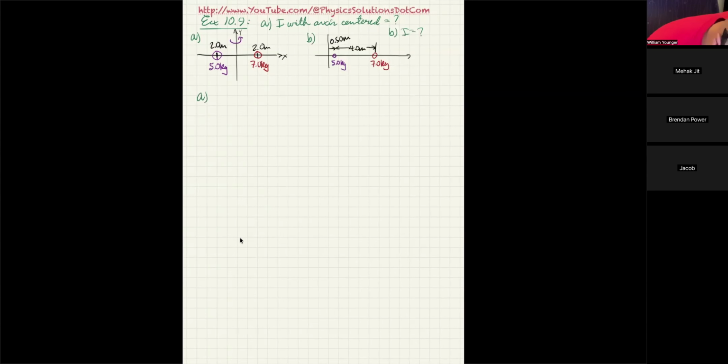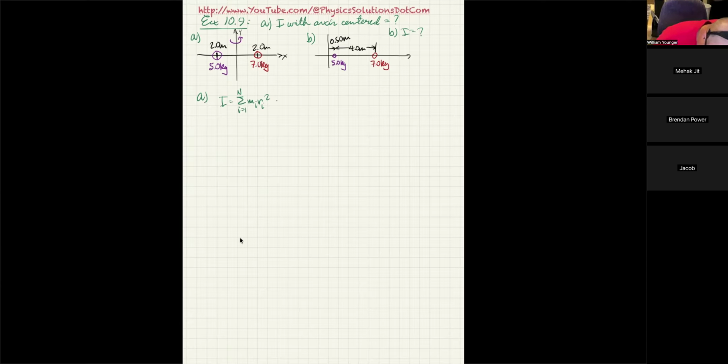So first off, let's take A. I equals the summation from i equals 1 to n of m sub i r sub i squared, where r sub i is supposed to be the distance measured perpendicular to the rotation axis from the rotation axis to the actual mass. And m, of course, is the mass.